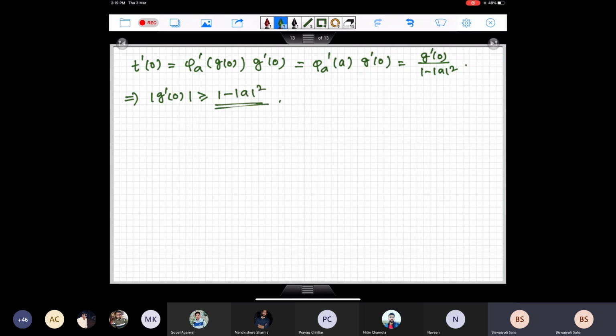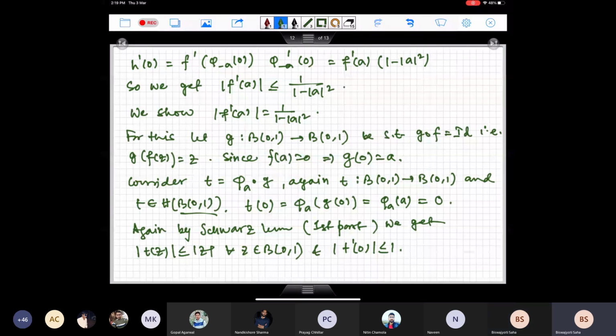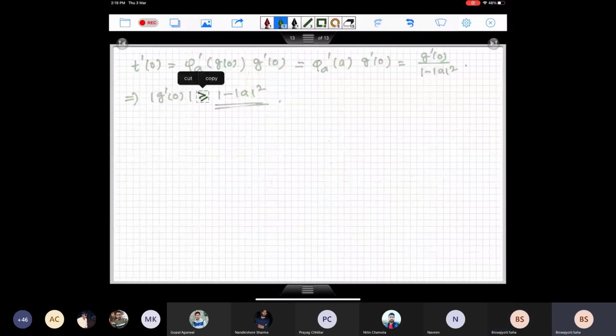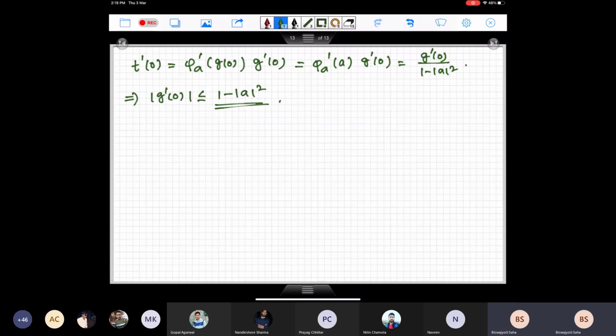All of you agree to this? Sorry, just see, less than or equal to. Yeah, less than or equal to. Thank you. This is going to be less than or equal to this. So all of you agree to that? We have got this. Yes or no? Yes, sir.